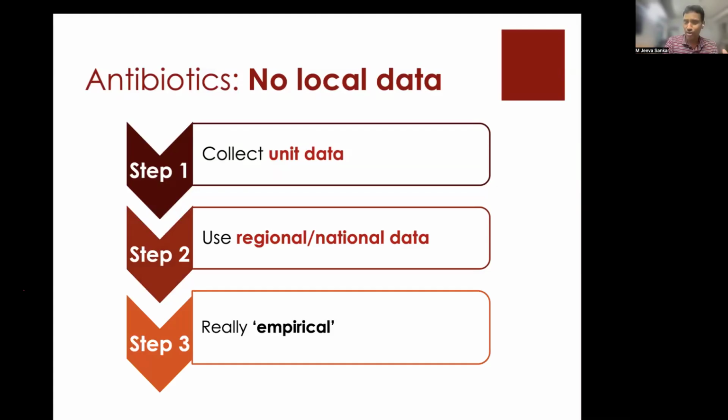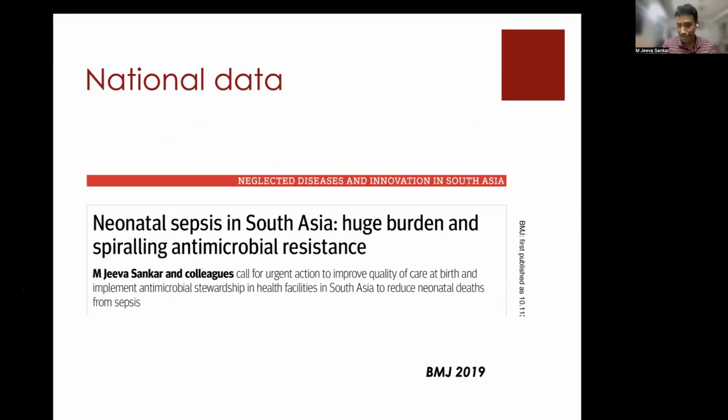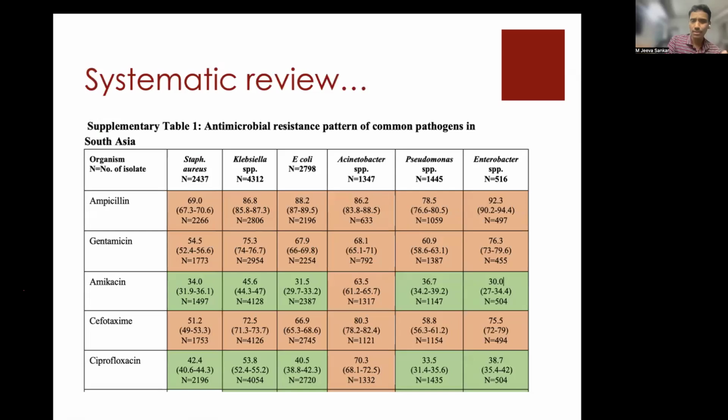And if that is also not available, which I don't think is a lazy excuse, in that case a really empirical choice can be made for the first 6 months or 1 year until you get the data. Now, this is the national level data. We published this in a systematic review in 2019. This table provides the antimicrobial resistance pattern in South Asia, but predominantly the organisms are from India, so we can sort of equate it to antimicrobial resistance patterns in India.